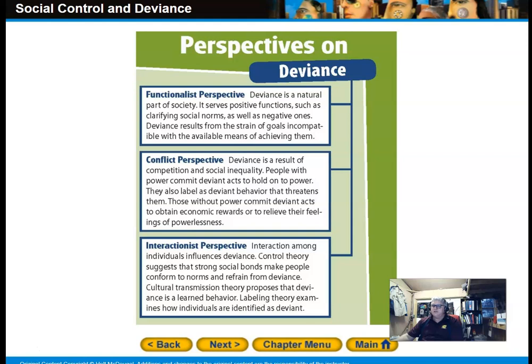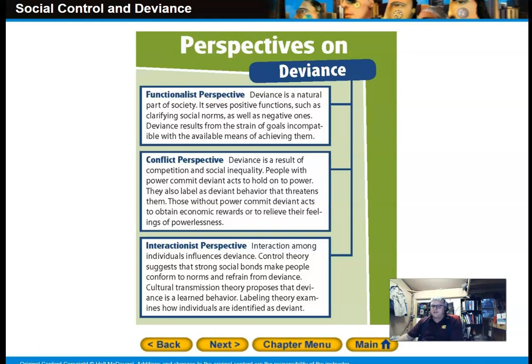Conflict perspective. Deviance is a result of competition and social inequality. People with power commit deviant acts to hold on to power. They also label as deviant behavior that threatens them. Those without power commit deviant acts to obtain economic rewards or relieve their feelings of powerlessness.